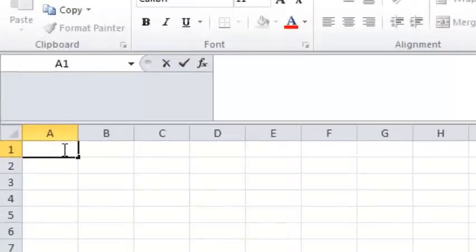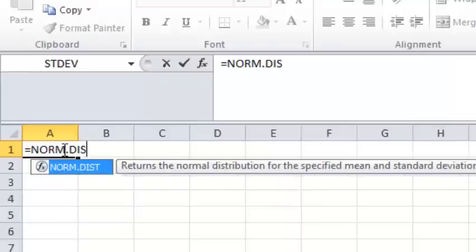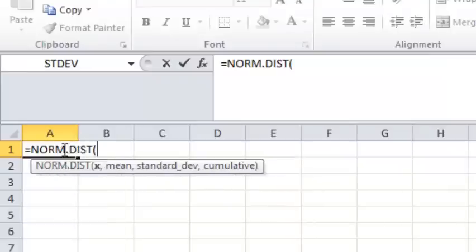In an empty cell, type in equal sign, and then type in norm.dist, and then the left parenthesis. The first parameter we should give to this function is the desired outcome. In our case, we want to reach 17,000 units, right? So type in 17,000 and then a comma. Next will be the mean of the normal distribution. It is given. It is 15,000. So type in 15,000 and then another comma.